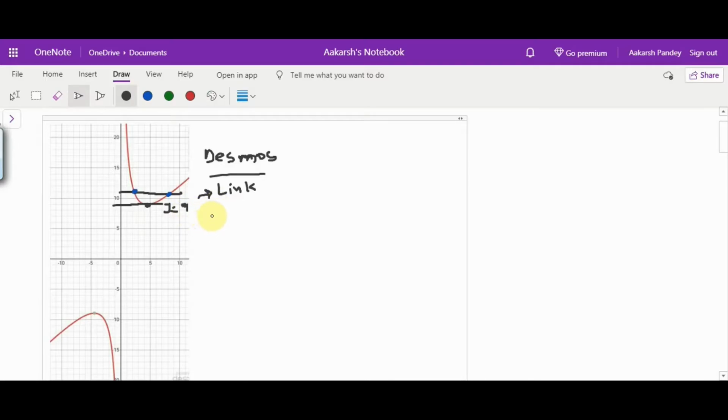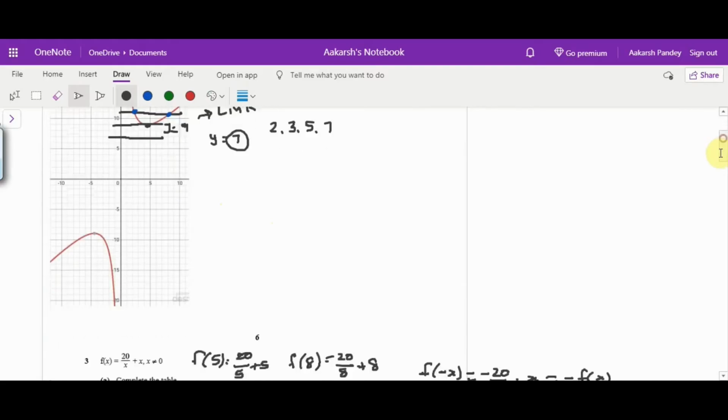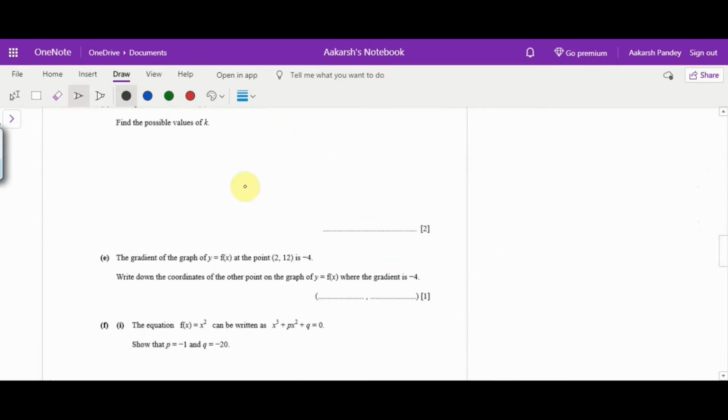As in, if I have y equal to 7, because 7 is less than 9, the line will be formed somewhere here and I won't get any intersection with f of x equal to y, that graph. So I won't get any solution. And I want that this value, which is my k, should be a prime number. So k can be 2, 3, 5, and 7. These are the four values. So the four values of k are 2, 3, 5, and 7.